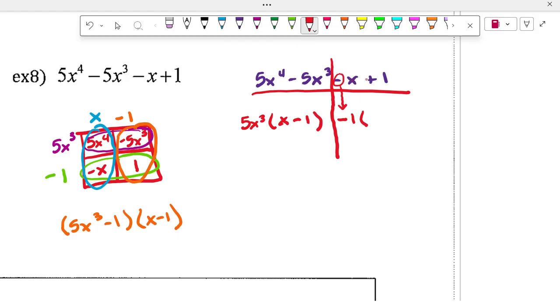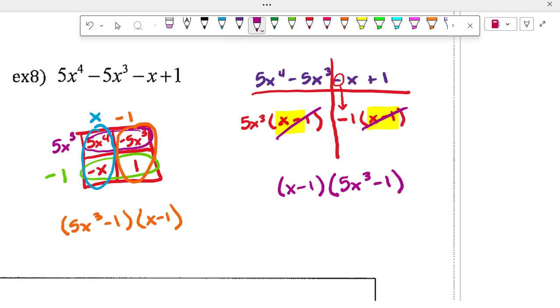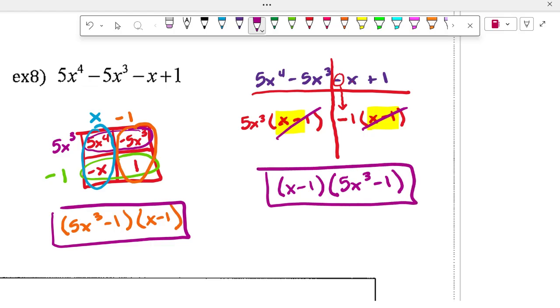So that means I have to flip-flop both of these signs. So this negative x becomes x, this positive 1 becomes negative 1. Both of these are the same. I absolutely have x minus 1 as one of my factors. I can cross them out. What am I left with? 5x cubed minus 1. Does that answer your question? Yes. Yeah. Put your name on the board. So regardless of the method, you should get exactly the same thing. Again, it's whichever one makes the most sense to you.